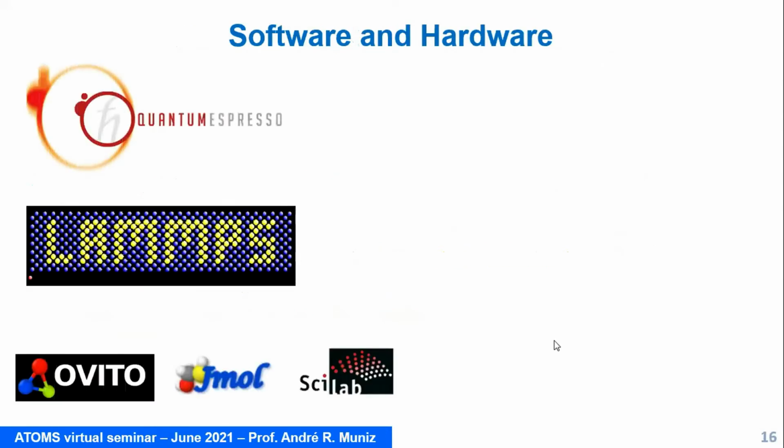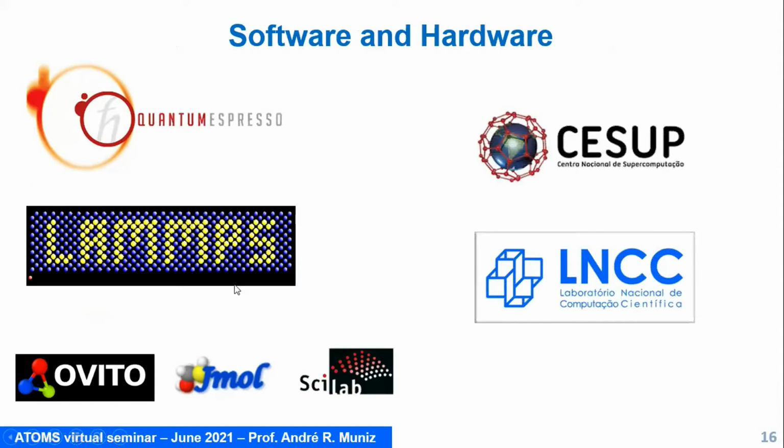But before, let me show the software that we use in our group. All the calculations that I'll show here were done either with Quantum ESPRESSO in the case of DFT, or LAMMPS for MD. For pre- and post-processing, we use OVITO, JMol, and Scilab. Important to mention, all of them are open source software. For the computations, we use some personal computers and, of course, the help of two supercomputers, CESUP at our university and LNCC in Rio de Janeiro.